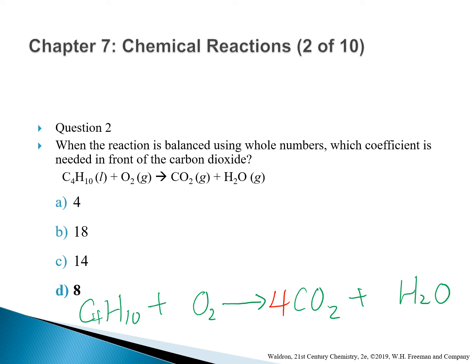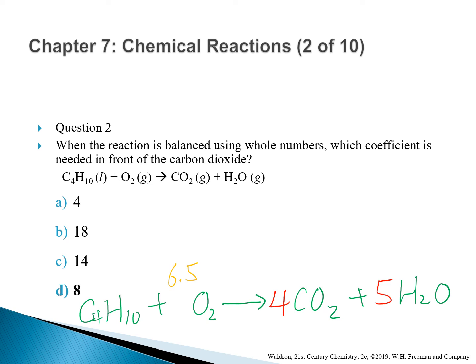Then we have 10 hydrogens on the left and 2 hydrogens on the right. We need to put a 5 in front of water to make 10 hydrogens on the right. So hydrogen is balanced. Now we have oxygen. On the right-hand side, we have 2 times 4, that's 8. And then there are 5 from water, that gives a total of 13 oxygen on the right. But on the left-hand side, we only have 2. Therefore, we can multiply the left-hand side by 6.5.